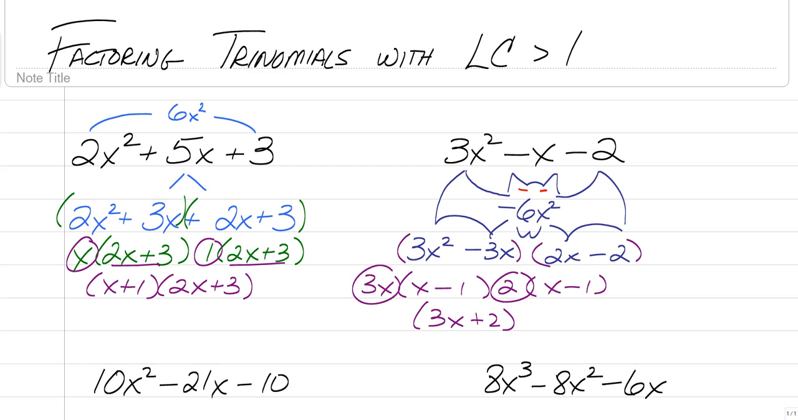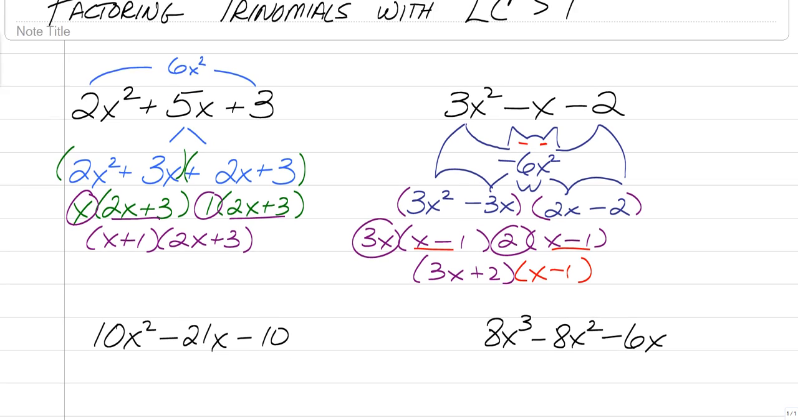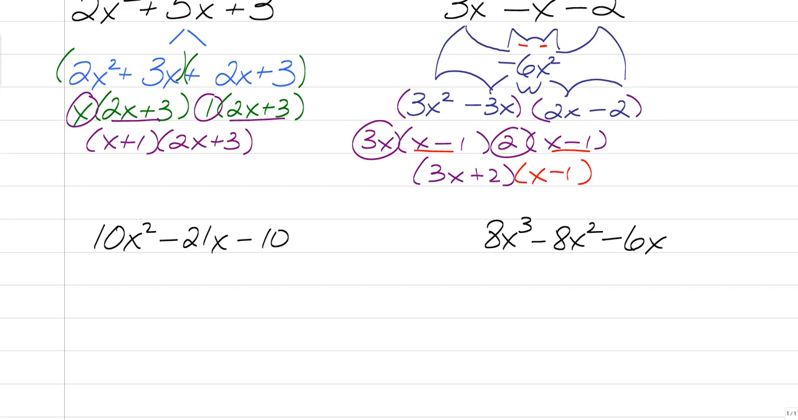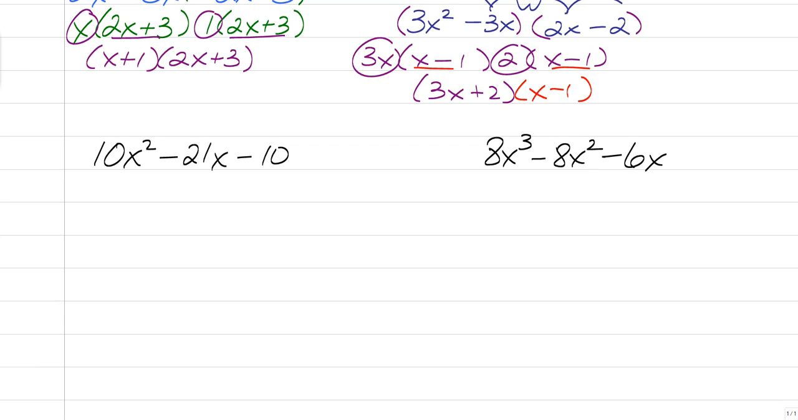And just like I said before, the insides would be the same if you did this correctly, so you have your x minus 1. So your final answer is 3x plus 2 times x minus 1. And that's it. That's how you factor with a leading coefficient greater than 1. So there are two more examples here. I would like you to pause the video and try to handle those two on your own. And as soon as you're ready, click play and let's see if you got them right.